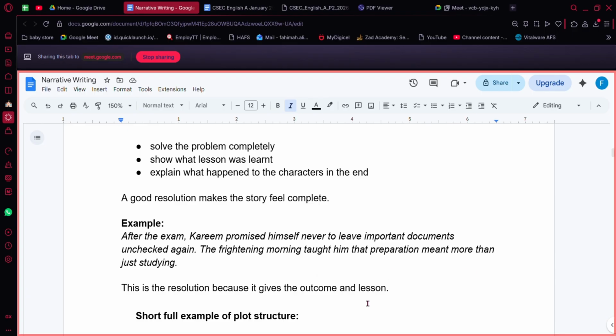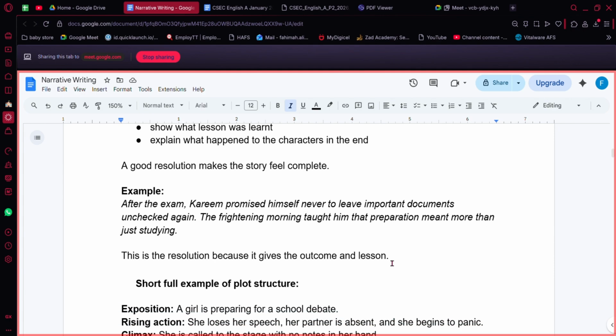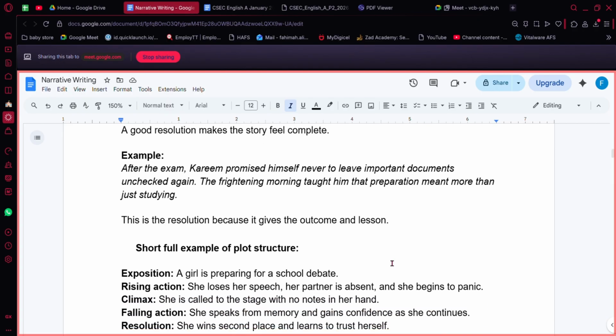So this is the end of the story here. He went into the exam, he did it. After the exam, he just promised never to leave home his documents again. So it gives some kind of outcome, which is the lesson that he learned. The lesson is preparation is more than just studying. When you prepare for your exams, you also need to prepare all your documents and organize your things the morning of the exam.